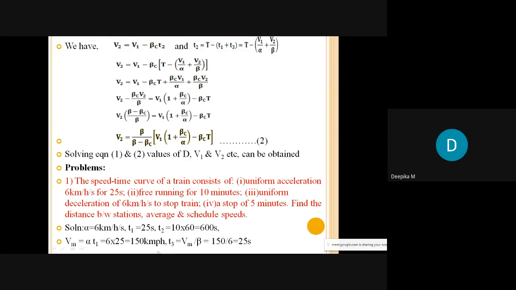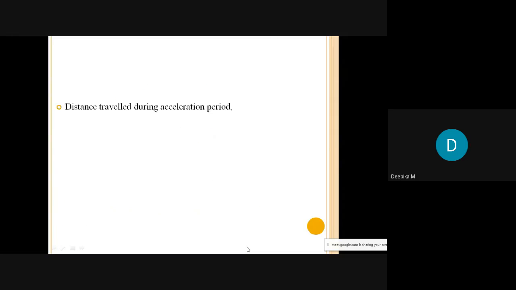Thus we have calculated Vm. So what is T3? T3 is Vm by beta. I know Vm and I know beta. Therefore, T3 is 150 by 6, which is 25 seconds.